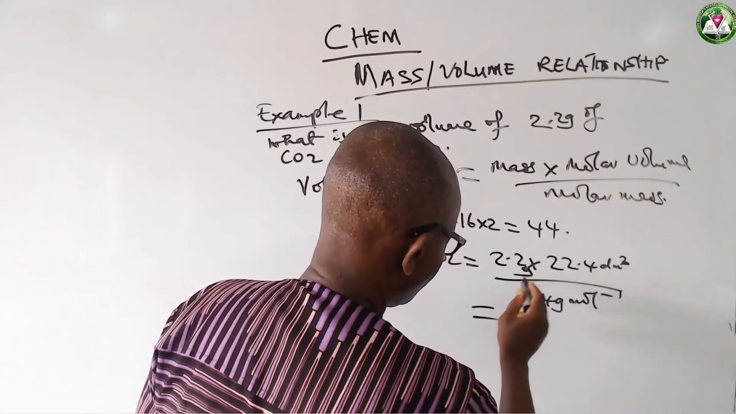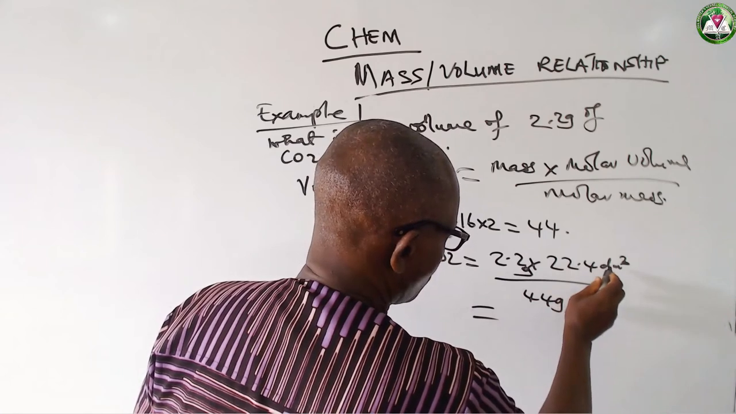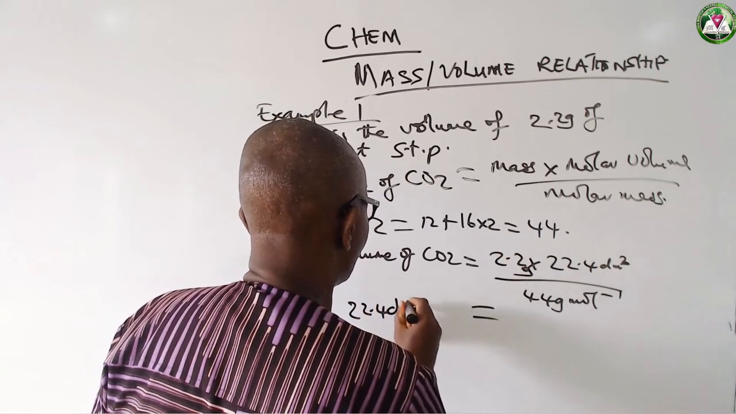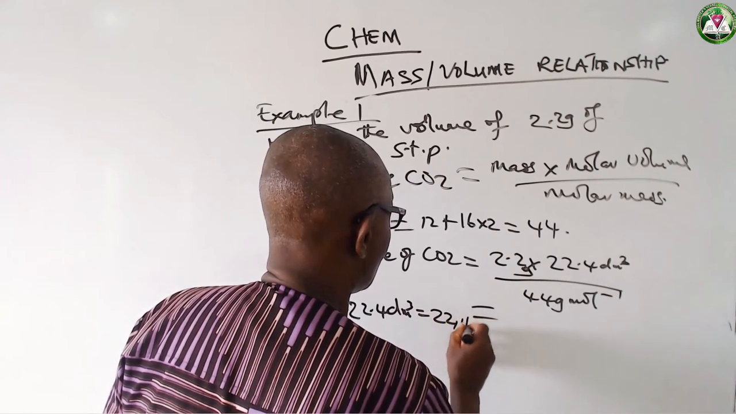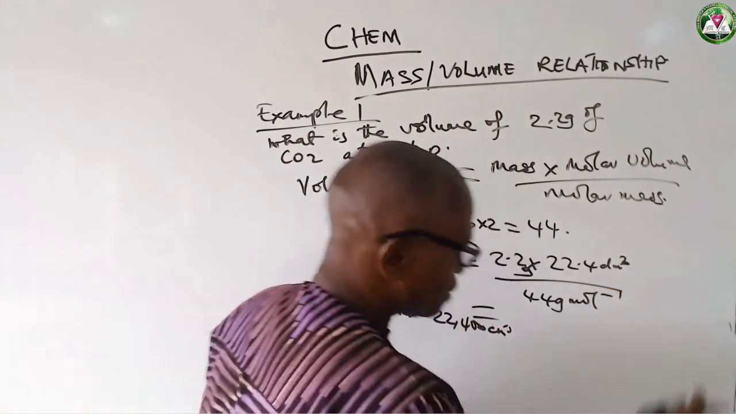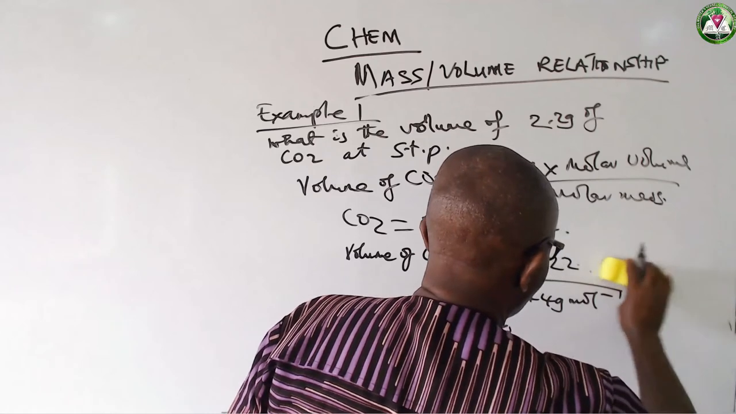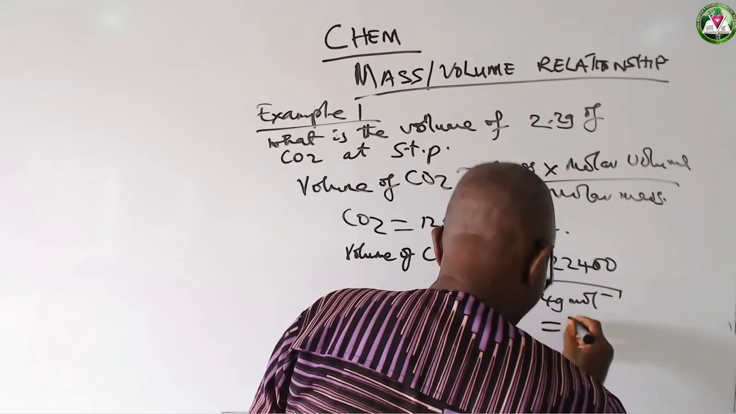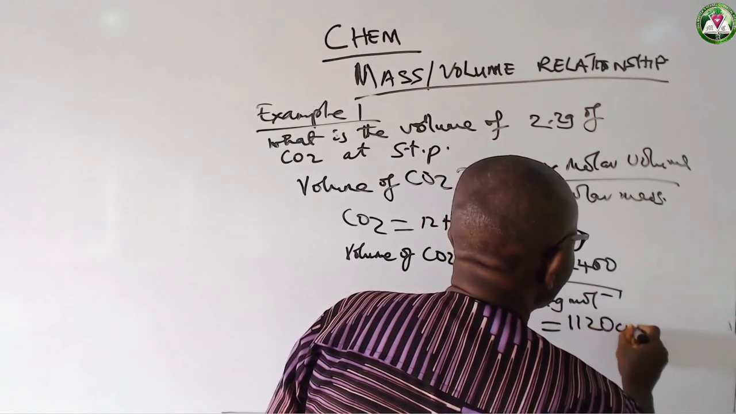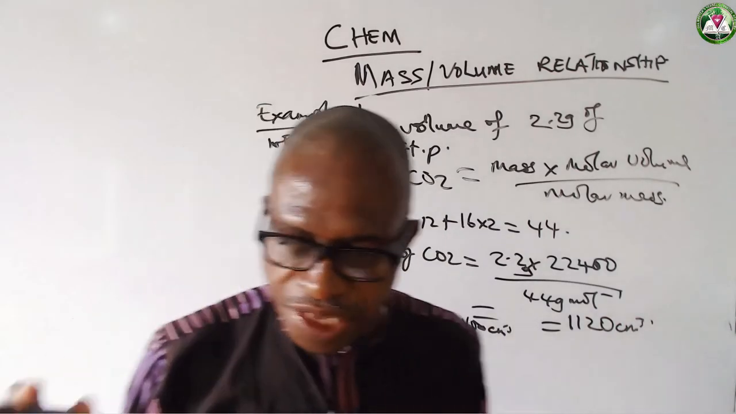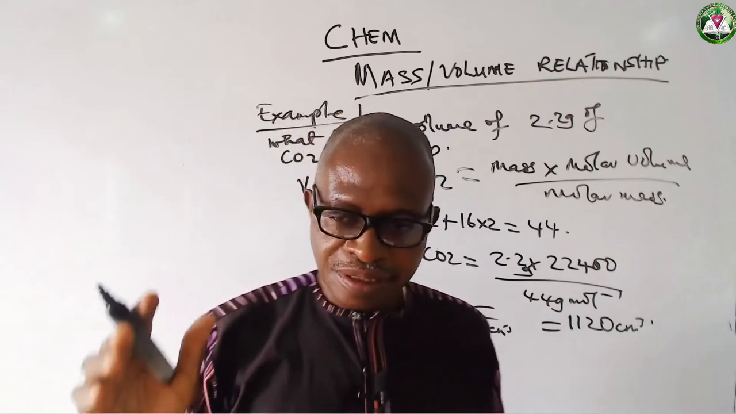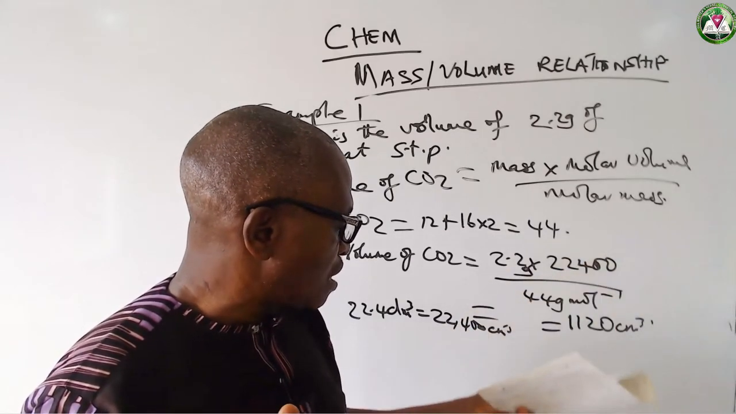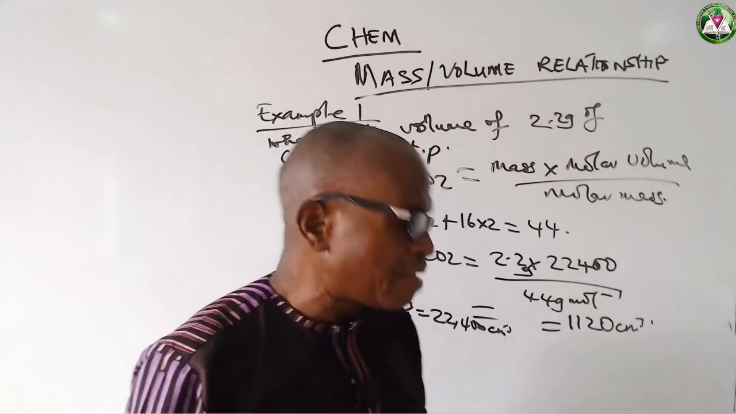This thing is in dm cube, while this one is in gram. Therefore, you convert this 22.4 dm cube to cm cube, it will give you 22,400 cm cube. If we put this in, our answer will be 1,120 cm cube. After the lesson, go through your note again. You can, on your own, do the calculation and see whether they are correct. But they are correct. That is number one question.